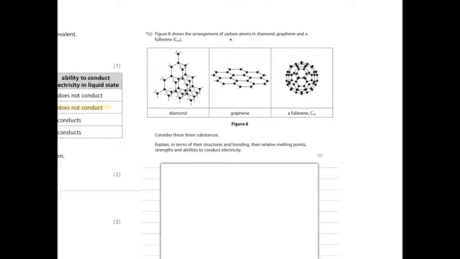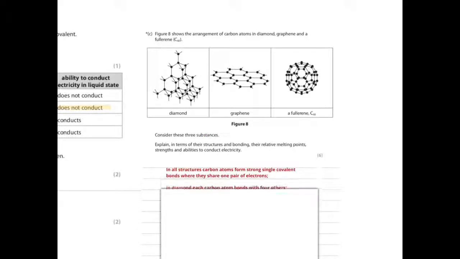Figure 8 shows the arrangement of carbon atoms in diamond, graphene and fullerene. So these are allotropes of carbon, so made of the same stuff but arranged differently. Consider these 3 substances. Explain in terms of their structure and bonding, their relative melting points, strengths and ability to conduct electricity. So this is quite a nice easy one because it dictates the structure of what you're going to write. You have to talk about 3 things: melting points compared to each other, their strengths compared to each other, and their ability to conduct electricity, all by referring back to the structure.